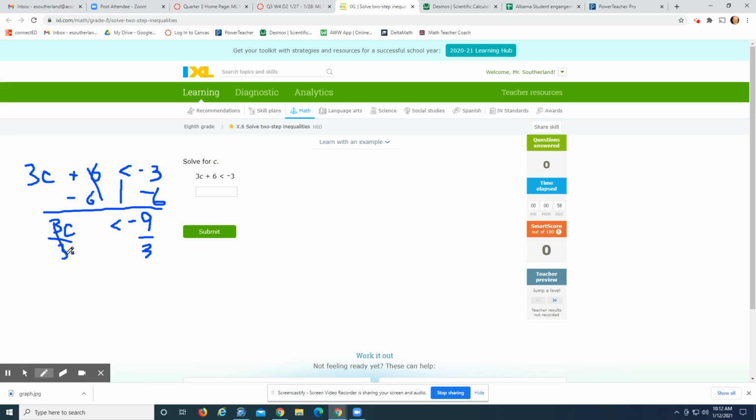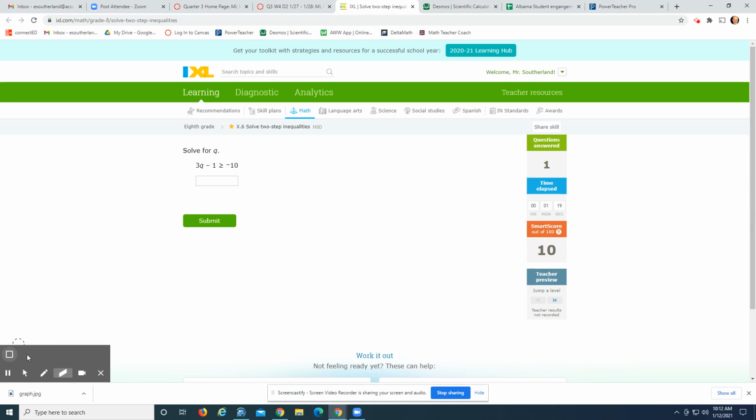And so the 3's will cancel. The c drops down. The less than sign drops down. Negative 9 divided by 3 is negative 3. And now I have to enter this in. So all I do is I type in c, I hit the less than sign, and then negative 3. And then I'm going to start over.